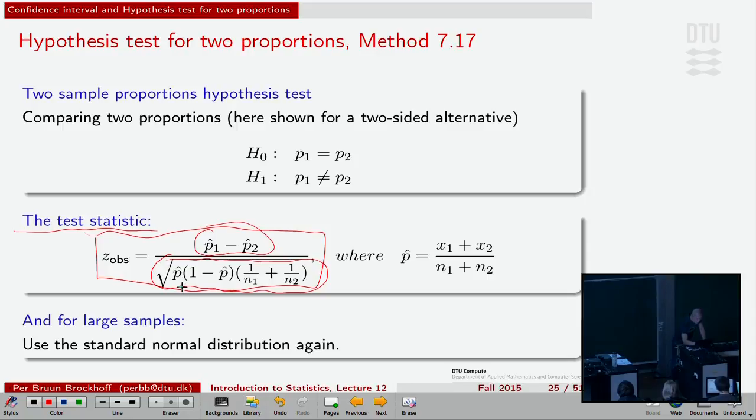Using a joint p. So I'm saying, hey, under the null hypothesis of those 2 being the same, if the 2 groups should have the same proportion, I compute the joint, the common proportion across the 2 groups by adding the number of successes and dividing by the sum of the 2 sample sizes.